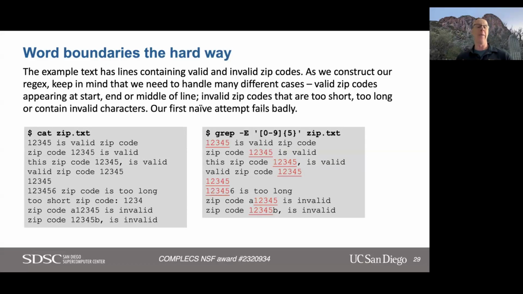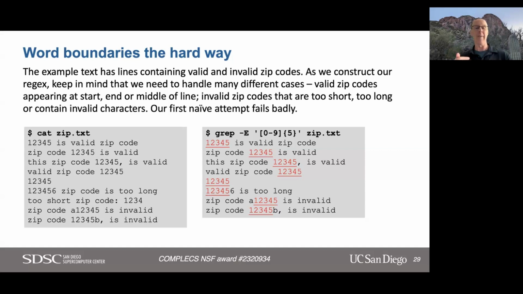So we're going to start off doing this the hard way. Let's look at the file zip.txt, and you'll see that there's a bunch of lines in there that contain valid and invalid zip codes. If we have a string of 5 digits, we'll call that a valid zip code. So we start off, 12345 is a valid zip code, 12345 is valid, and so on.